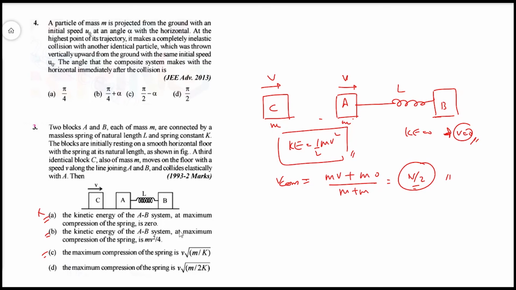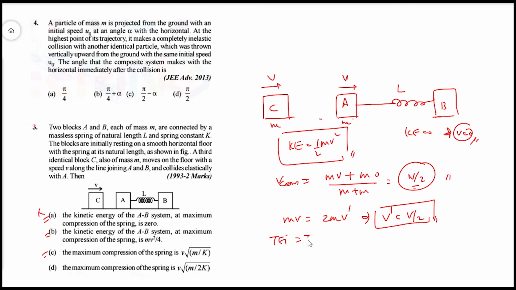Let's talk about the K of the system at the maximum compression. At maximum compression, obviously A and B will be moving together with the same velocity. Using conservation of momentum, I can write mv equals 2m v dash, where v dash is the common velocity, and v dash comes out to be v by 2. There will be no loss in total energy, so total energy initial has to be equal to total energy final.